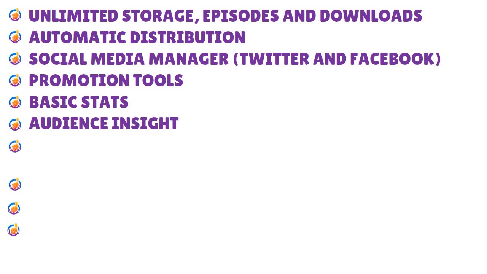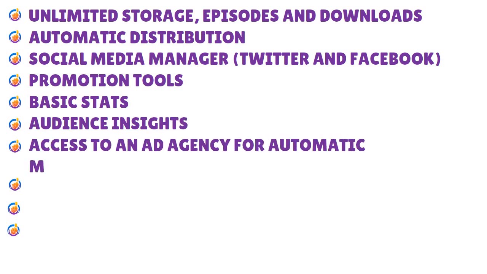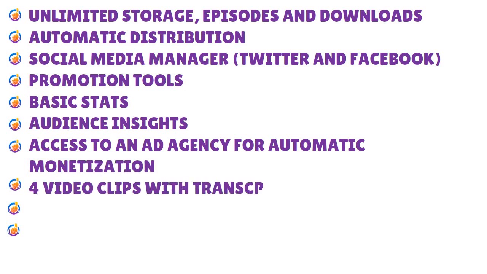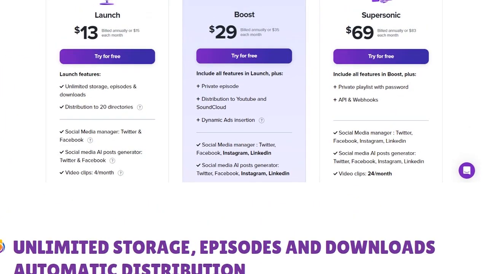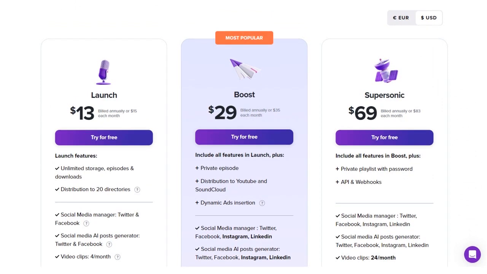And also, the cool thing about the launch plan is that you have access to an ad agency for automatic monetization. You have 4 video clips with transcription every month. You have 2 archived shows, 1 user. This is really good. So that's for the launch plan. This will set you back $13 per month when billed annually. Okay, this is the annual billing. And if you want to go with the monthly billing, you'll pay $15.